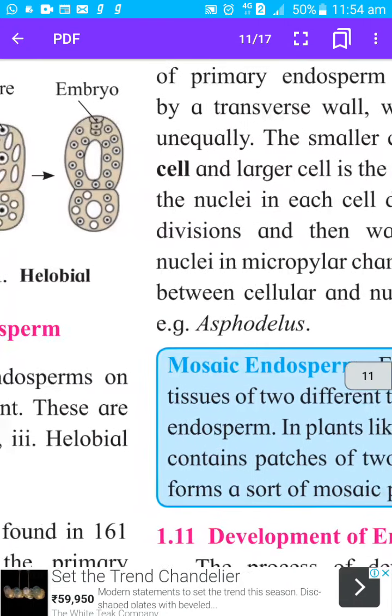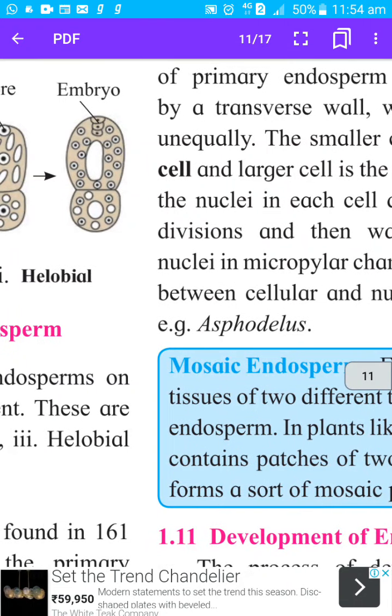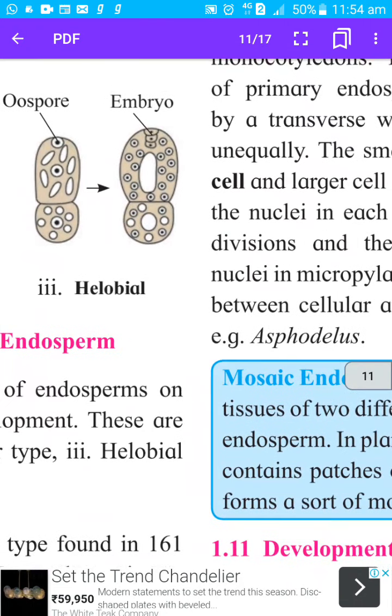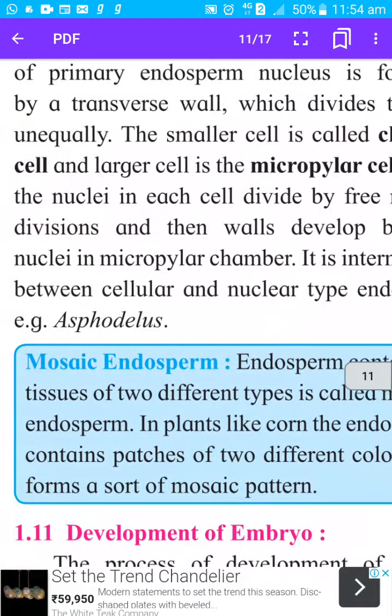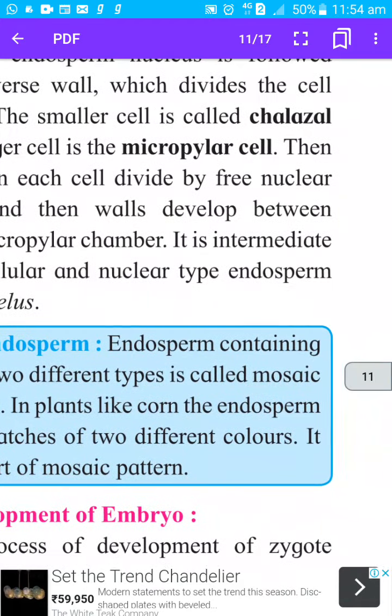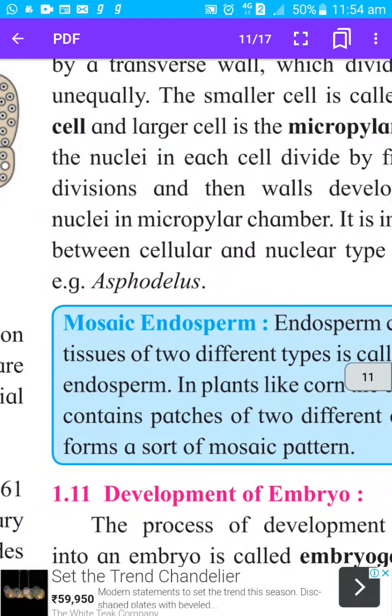in the micropylar chamber. So here you can see after the formation of two cells there is a division of the nucleus, and then many nuclei are formed around which cell walls will be formed. Okay, then it is intermediate between cellular and nuclear type. So it is a middle type of endosperm between nuclear and cellular.